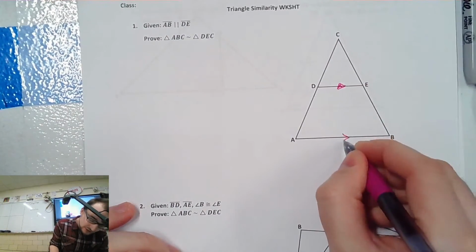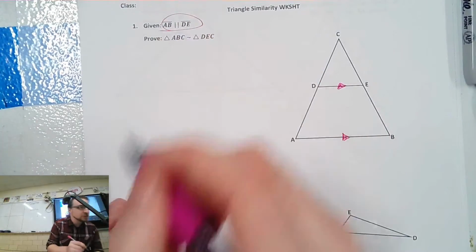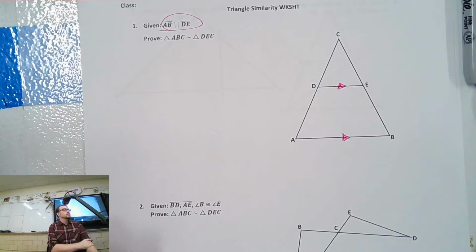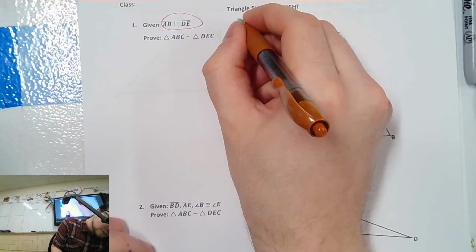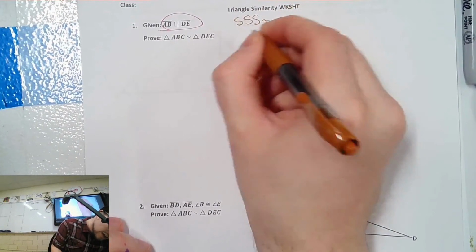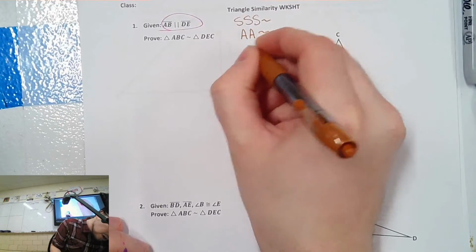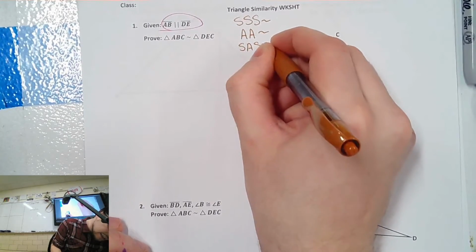So that means this. As soon as I mark parallel, what should you be thinking in your head? Corresponding. Yeah, we should be looking for CAP, right? So we know that. Let's prove the triangles similar. Now we know that to prove them similar, we can use side, side, side similarity, angle, angle similarity, or side, angle, side similarity.